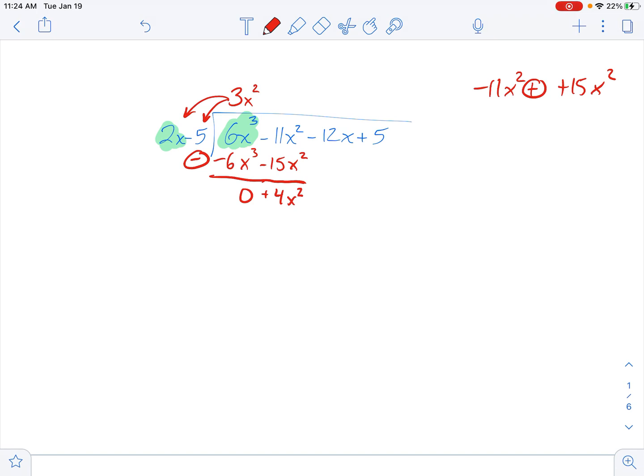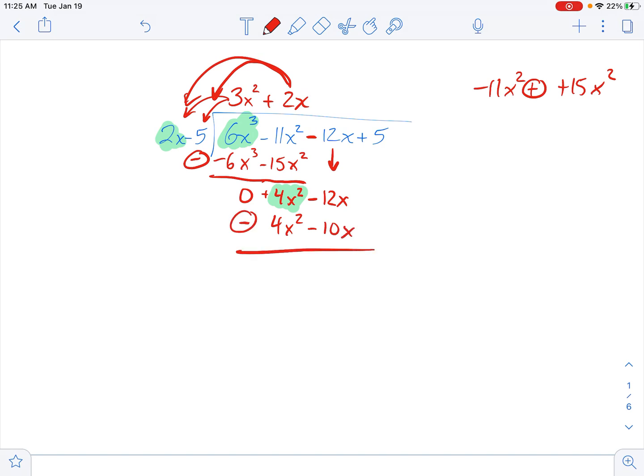So I've done the multiplying, the dividing, the subtracting. Now I do the bring down part. Please make sure you bring down this negative. All right, now again, I just zoom in on the first term. So 2x goes into 4x squared, a positive 2x times. Now again, do both of the multiplications. So I'll get 4x squared minus 10x.